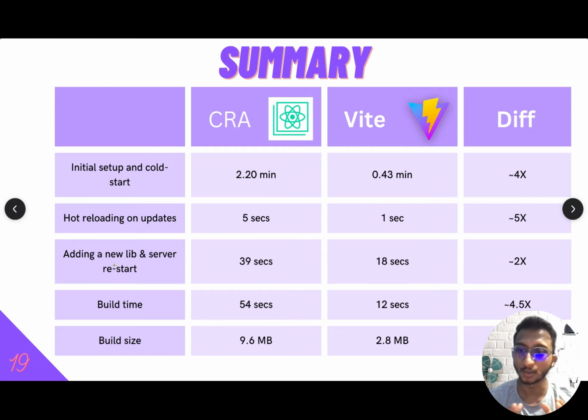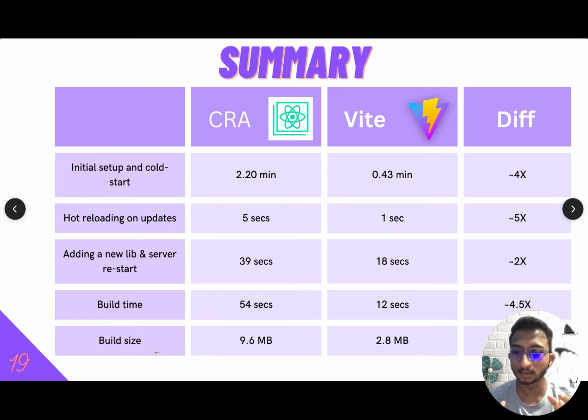Then in the third round, we added a new library and restarted our dev server. For that, CRA took 39 seconds and Vite took 18 seconds, which is like Vite being two times faster than CRA. And in the fourth round, we built both the projects and saw how much time it took. CRA took 54 seconds and Vite took 12 seconds, which is like Vite being 4.5 times faster than CRA in terms of the build time.